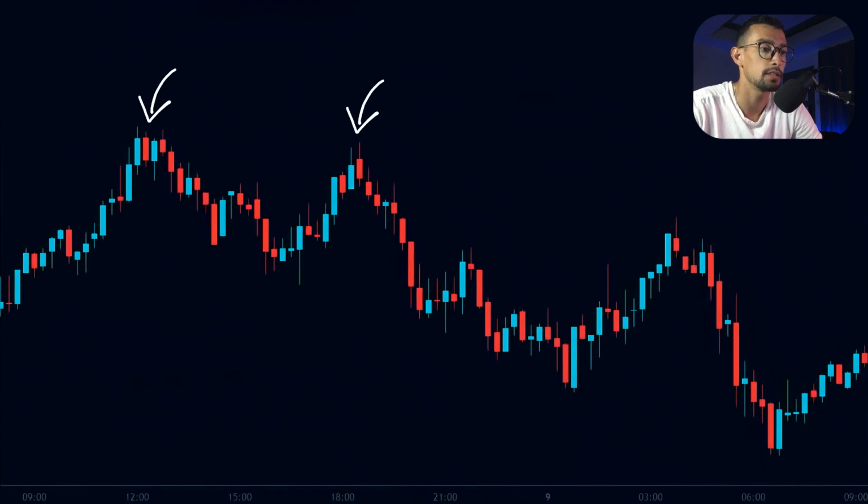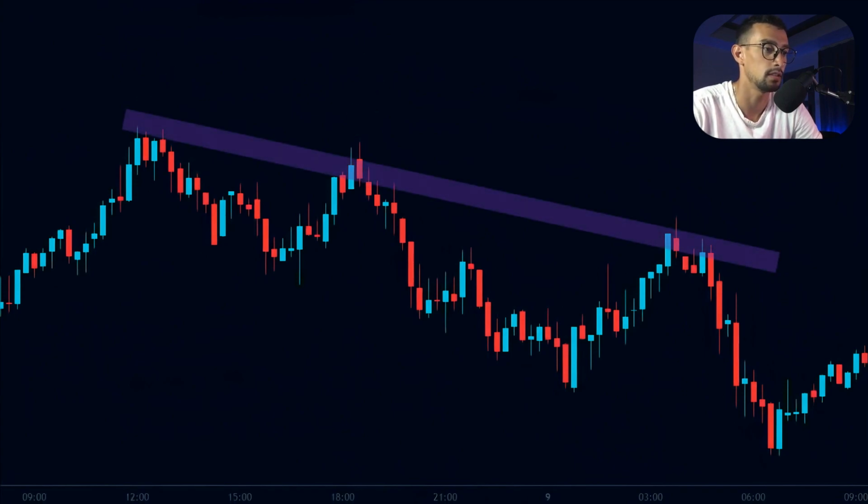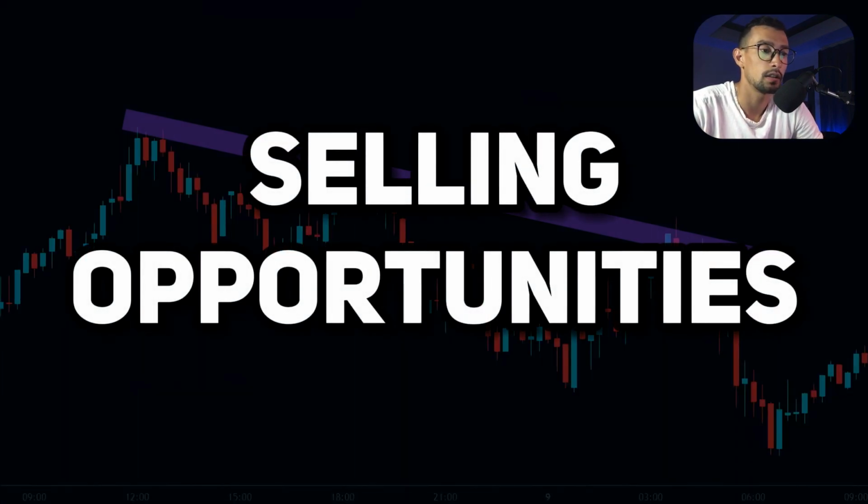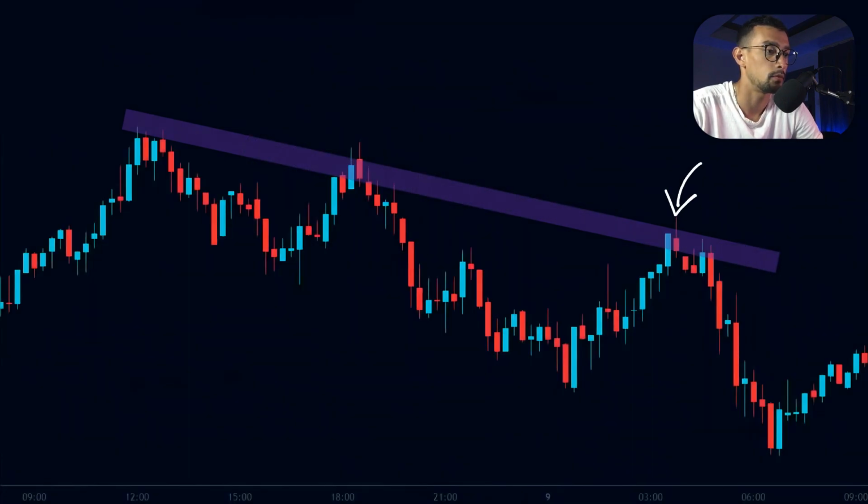Here we see that the price found resistance twice, so we stretch a trend line to mark these swing points. Now, when the price returns to the trend line for the third time, we expect the price to find resistance at this level. So we look for selling opportunities. Here we see that the price forms a bearish pin bar right at the trend line. This is a strong sell signal.